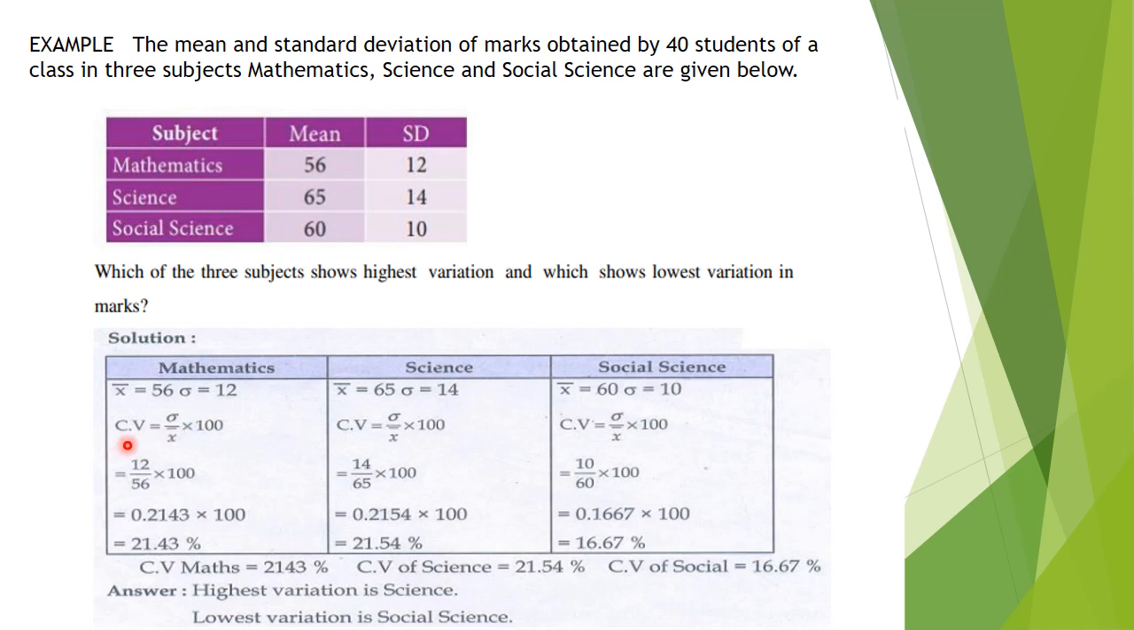Question is, which of the 3 subjects shows highest variation and which shows lowest variation in marks? So the CV of science is highest, so highest variation is in science, and the CV of social science is lowest, so the lowest variation is in social science.